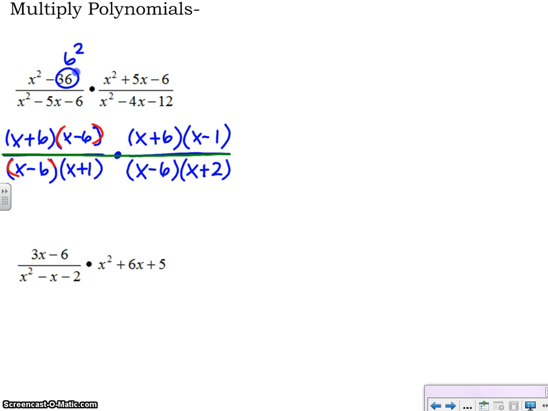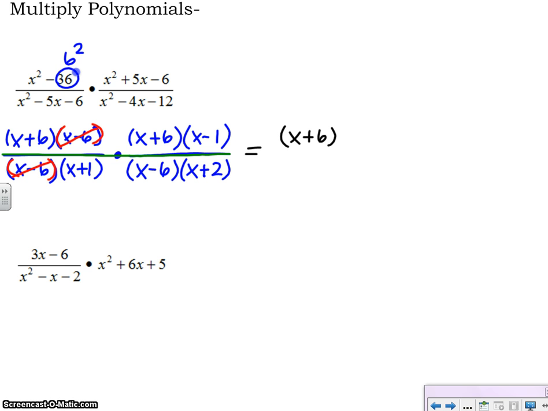So x minus 6 is on the top and the bottom, so we're going to reduce those out. Notice we have to leave the x minus 6 that still remains on the bottom, since now that we've crossed off the one on the top, there's not one remaining. There's nothing else that we can cross off, so our answer is going to be x plus 6.